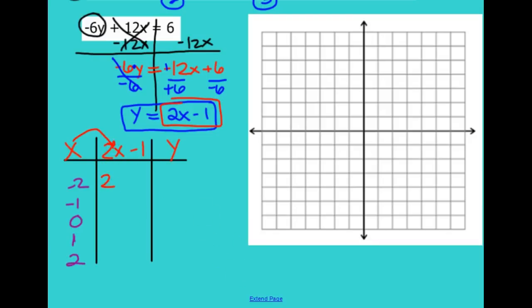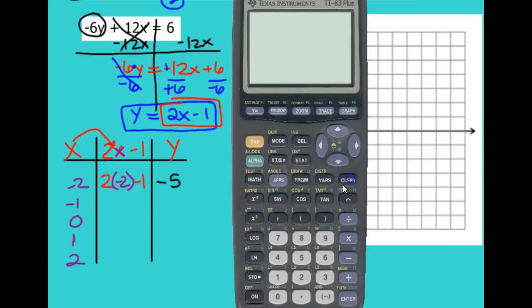So first it's 2 times x, and taking out the x, we're replacing it with a negative 2. And then we're going to subtract 1. Some of you can do this in your head. Negative 2 times 2 is negative 4. A negative 4 and a negative 1, they're all negatives. That's a negative 5. If you'd prefer to use the calculator, we have 2 times negative 2 and then minus 1. There we go. There's your answer.